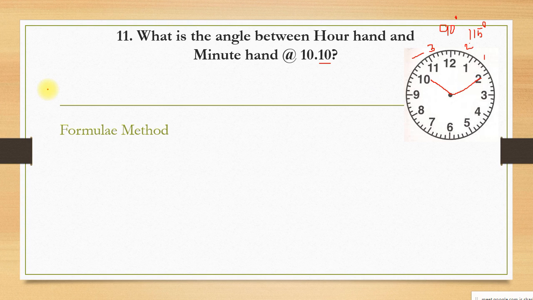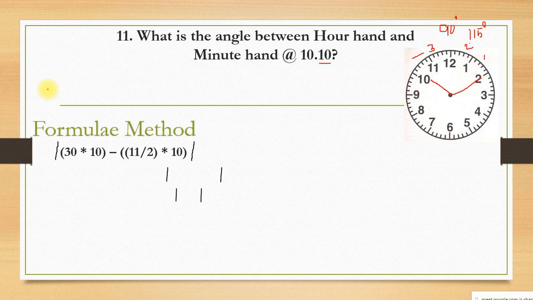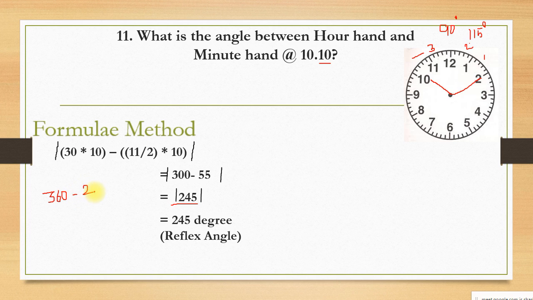Let us go and try with the formula method. In the formula method, the formula is 30 multiplied by h minus 11 divided by 2 into minutes. So 30 into 10 minus 11 by 2 into 10. If I substitute all the values, it would be 300 minus 55, which is nothing but 245. Before that, in the ordinary method, you try to find out 360 minus 245, which gives 115.